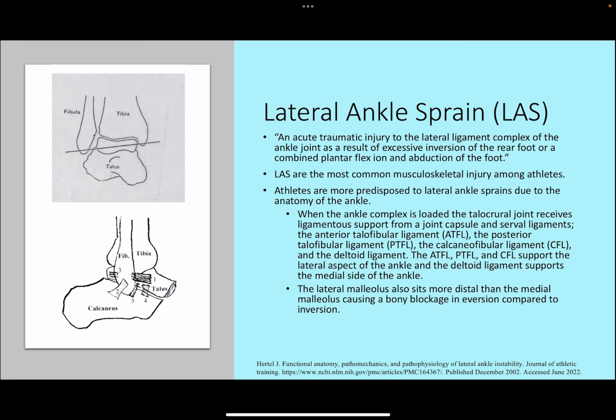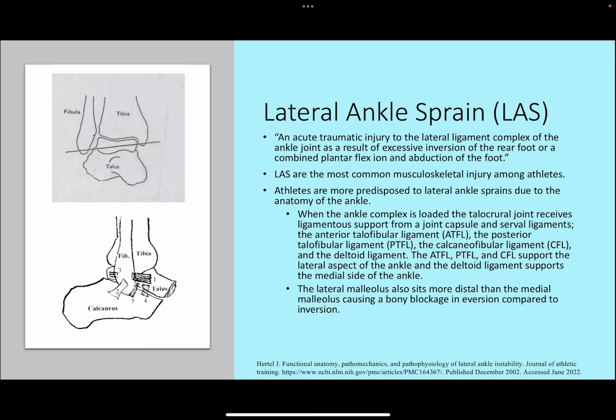So these pictures on the left are going to show you, the bottom one shows you the ligaments of the lateral ankle. So one is going to be the anterior talofibular ligament, two is going to be the calcaneofibular ligament, and three is going to be the posterior talofibular ligament. Those support the lateral aspect of the ankle, and then not pictured is the medial side of the ankle that is supported by the deltoid ligament.